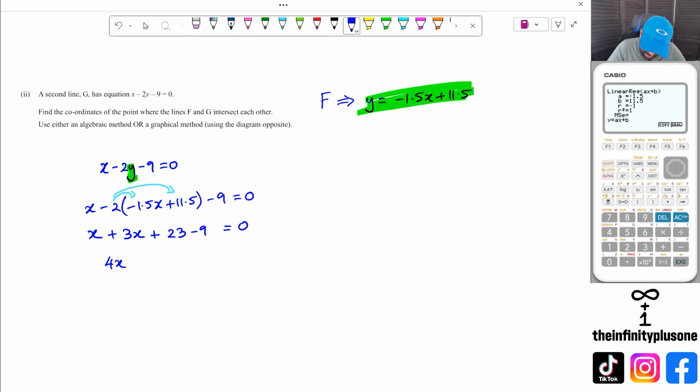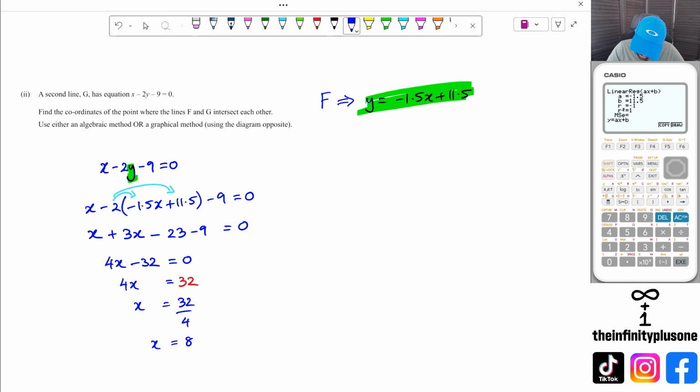So I've got 4x is equal to 14, or am I doing it wrong? 23 minus 9, is it negative 23? Yes, it is negative 23. So that's going to be negative 32 equals 0. And then 4x is equal to positive 32. x is equal to 32 divided by 4. So x is equal to 8.